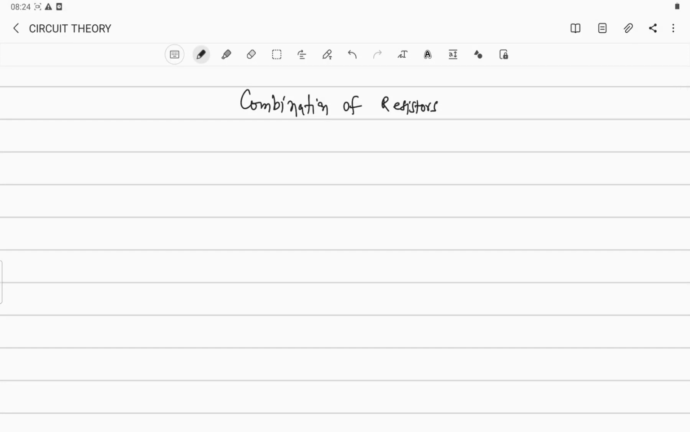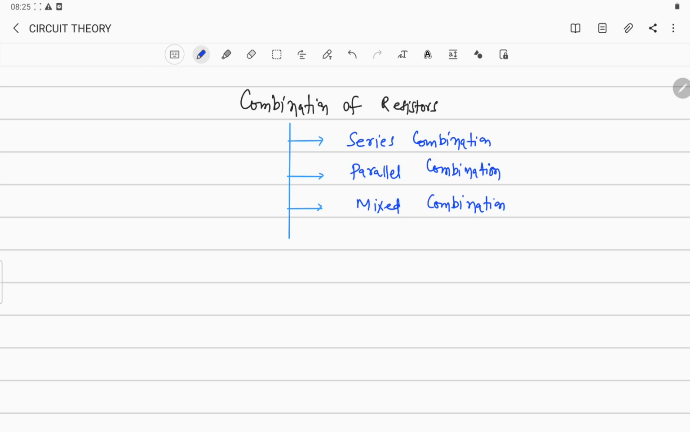Today I would like to discuss a very important concept in physics, which is circuit theory. In this circuit theory, my focus today is on the combination of resistors. Basically, resistors can be connected in three different ways: series combination, parallel combination and mixed combination. Now let us discuss what a series combination is.